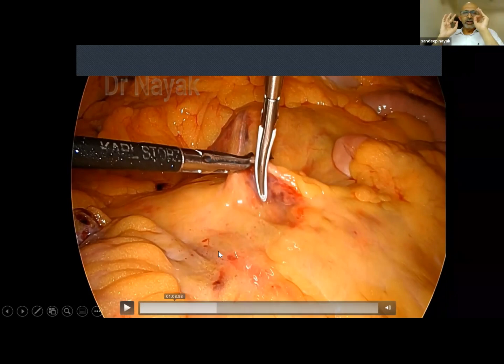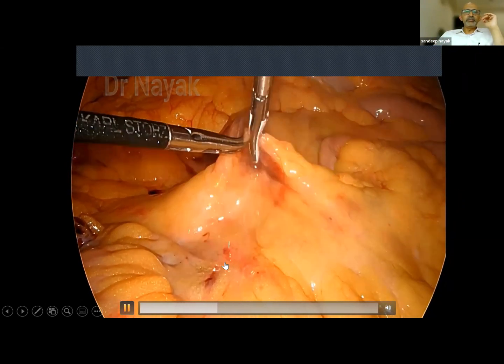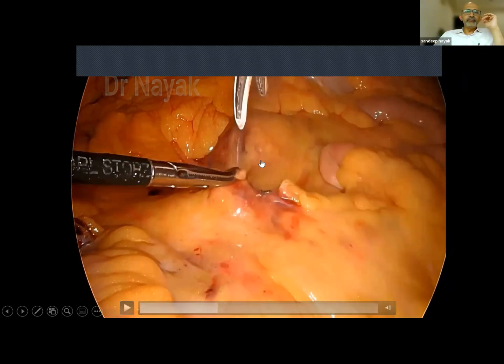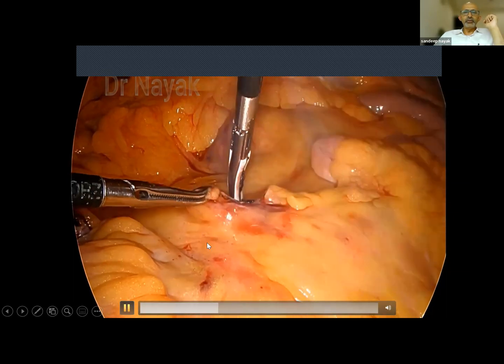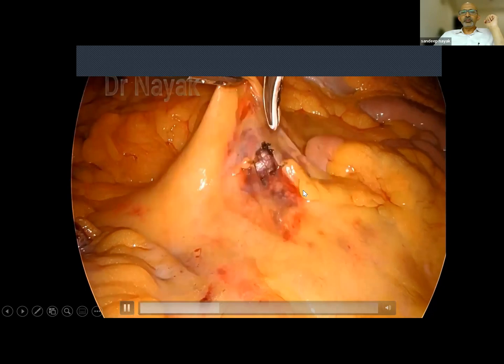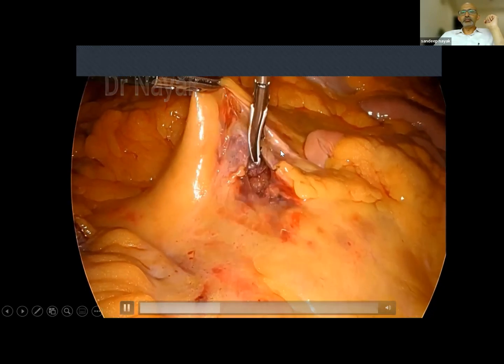I place a gauze piece behind there, below, and then start the medial to lateral dissection. This is the fold of the ileocolic artery, the ileocolic fold. So just below that, score the mesocolon.